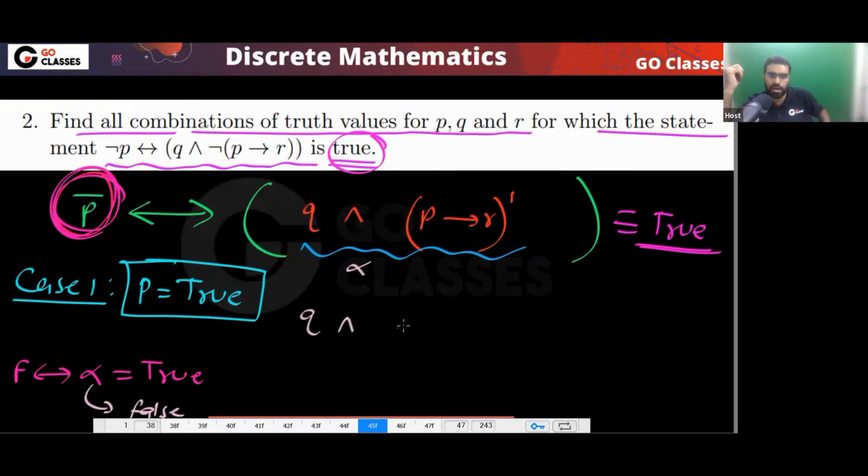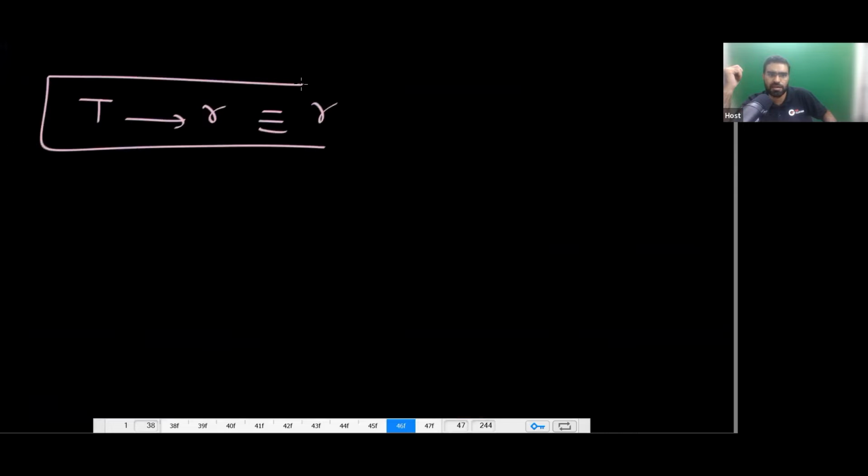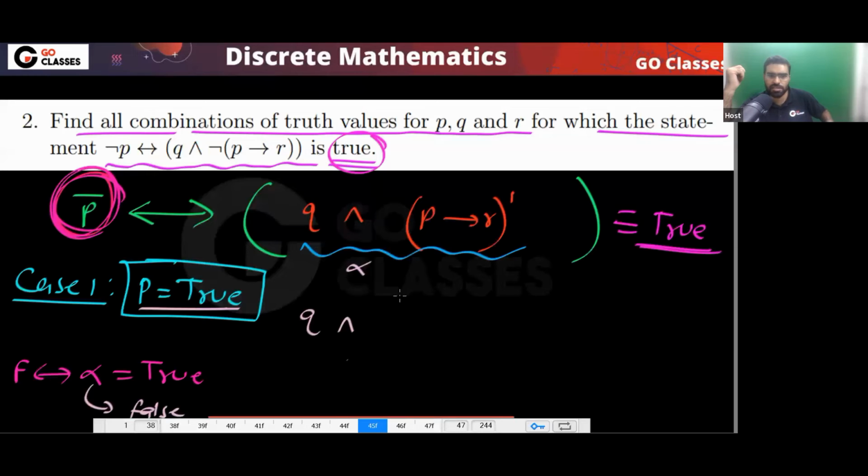So I can say Q and what is this? In this case, P is true. What about true implies R? In the last lecture, we have already seen this: true implies R, that is R. So you can notice this will be R dash. This is false.